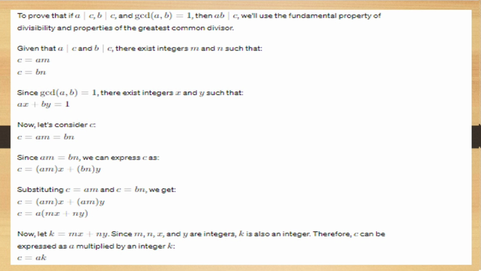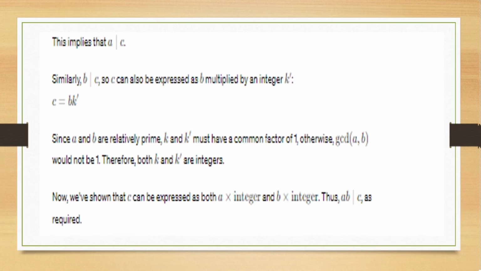Therefore, c can be expressed as a multiplied by an integer k. c is equal to a times k. This implies that a is divisible by c. Similarly, b is divisible by c, so c can also be expressed as b multiplied by an integer k prime. c is equal to b times k prime.